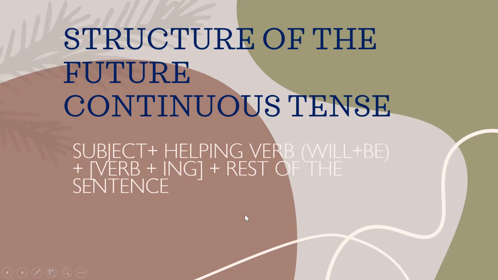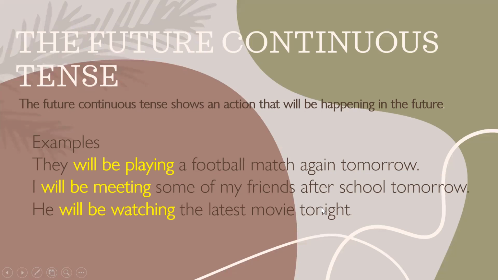And here's the structure of the future continuous tense. Again, the subject, the helping verb, which is will plus be, then the verb and ing, and the rest of the sentence. Now, in this case, there's one more thing you have to watch out for, will be. All right, just because it is the future continuous tense. I'll give you examples. The future continuous tense shows an action that will be happening in the future. Like I said, maybe a minute later, or it could be years later or weeks later, but in the future.